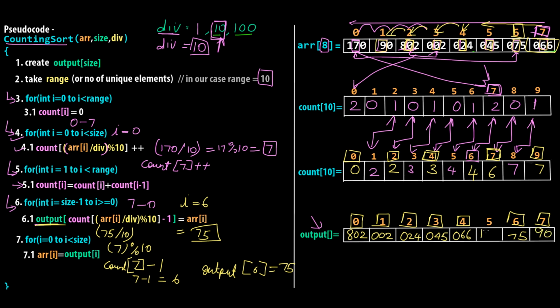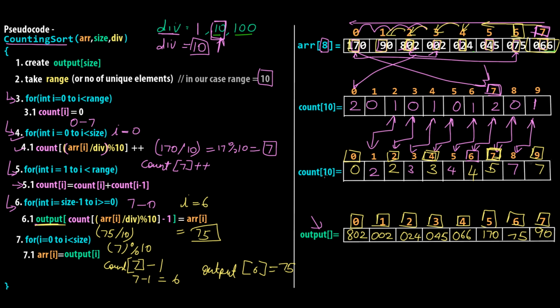And the last element goes over here, because we will access the 7th index position in the count array. The 7th index position is 6. We will decrement it by 1, it will become 5. And at the 5th index position is where we put 170. So this is 170. It will come over here.